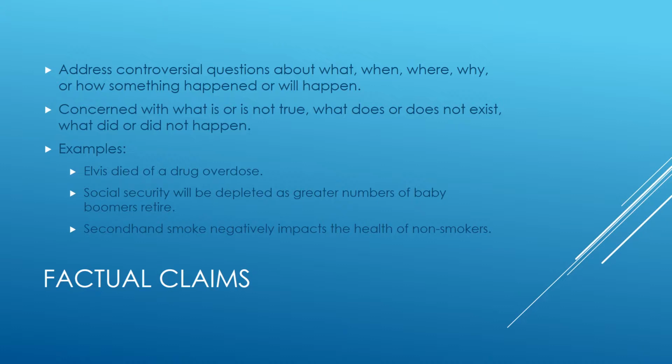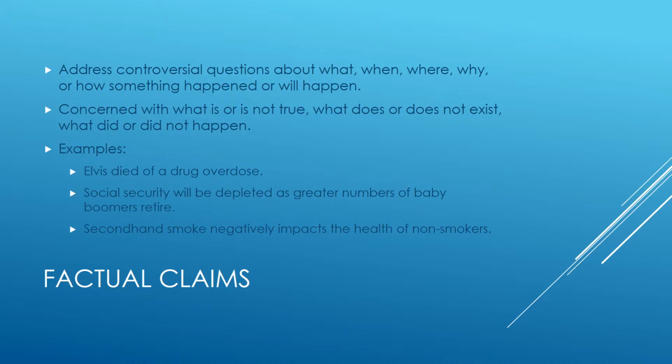All speech books discuss the three types of claims you could put forth when determining your persuasive argument. Think of your claim as your thesis statement. The first type of claim that I'm going to talk about is making a factual claim. So when you make a claim of fact, you are addressing a controversial question about what, when, where, why, or how something happened or will happen. So you are going to be concerned with what is true or what is not true, what does or does not exist, or what did or did not happen.